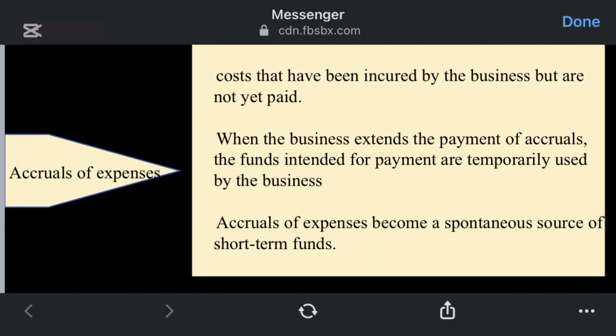That amount will be within the full disposition and control of the company. While waiting for the due date, you can still use it for other operating activities. So muna siyang accruals of expenses can be a good source of short-term funds.